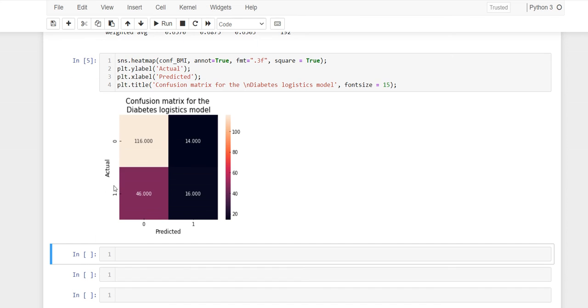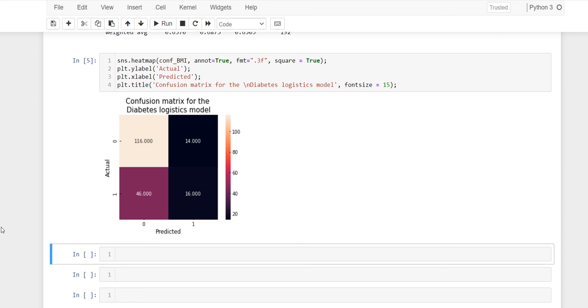This shows us a 2 by 2 confusion matrix with our true negatives, true positives, false negatives, false positives. Our model predicted based on the BMI values that 46 patients would not have diabetes, where in actuality they did have diabetes. And at the same token, our model predicted that 14 patients had diabetes when they actually did not. There's a wealth of information in this confusion matrix.